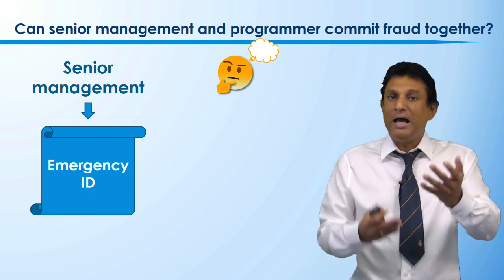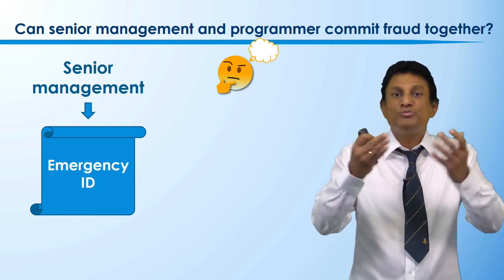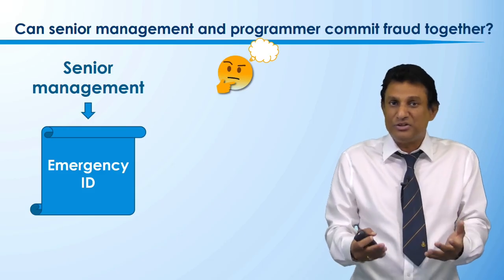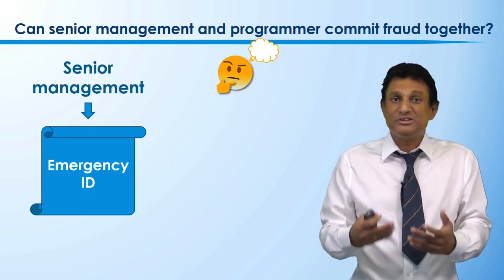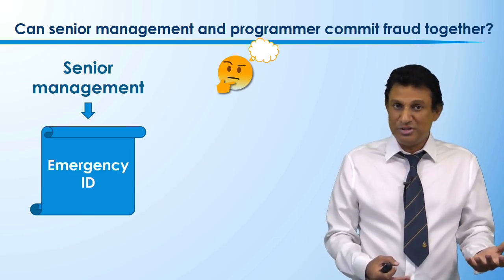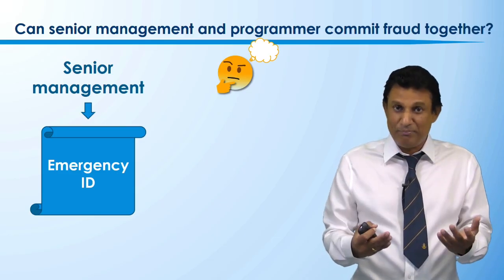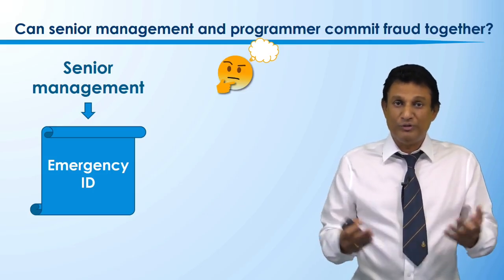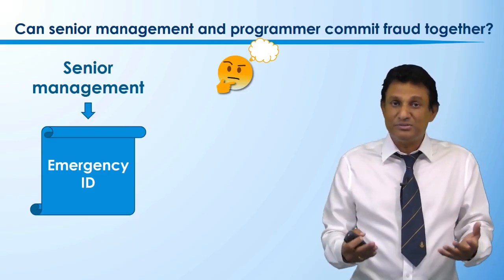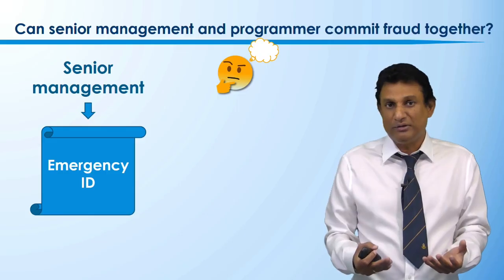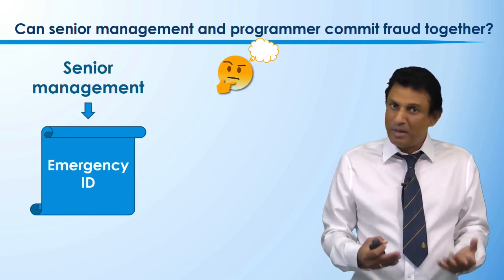Sometimes the programmer and the senior manager team together, and then a programmer or maybe a technical guy who's working at night time purposely shuts the system down and calls the senior manager. It's a kind of setup, and then an emergency ID is created, and of course both of them do some bad things, maybe for some personal benefit, changing the programs for personal benefit. So these kinds of things are very common.